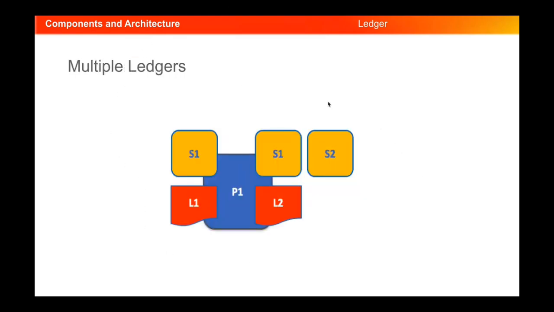So you can picture ledgers like this. Consider P1 as the peer, and it has S1, which is a set of smart contracts, and you have another peer with S1 and S2. So you have one set of smart contracts and you have one ledger. You have another set of smart contracts and you have another ledger. It may occur that there exists a smart contract and you don't have a ledger. So this is about the ledger.